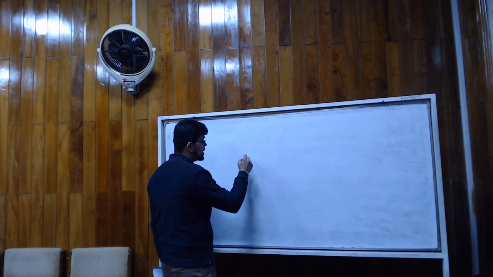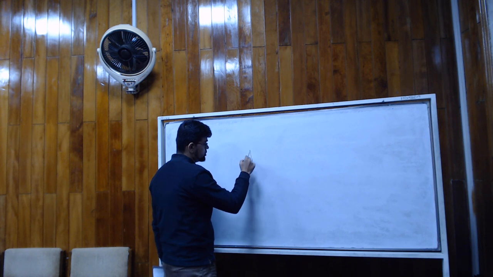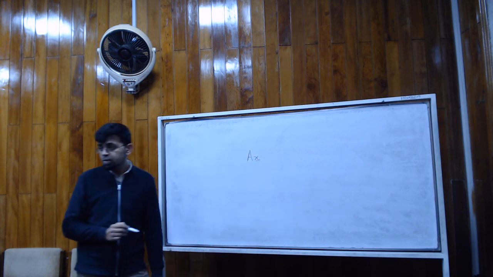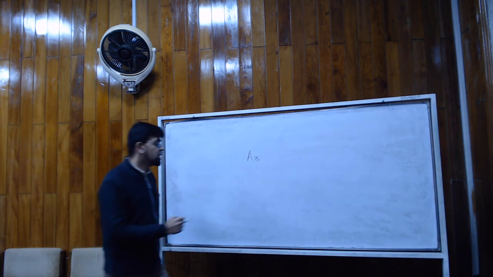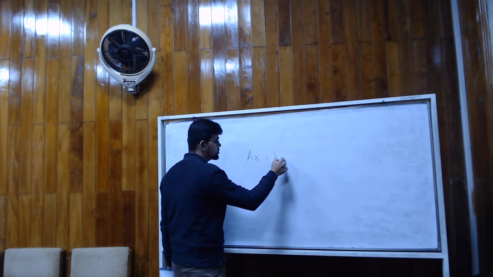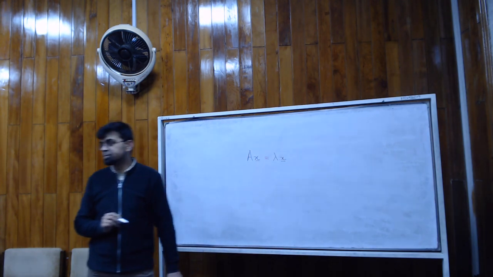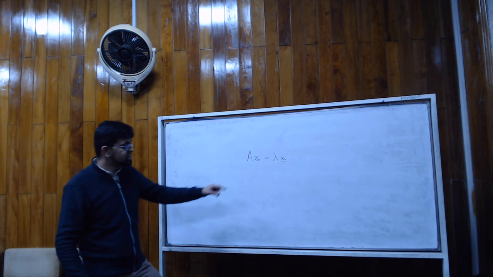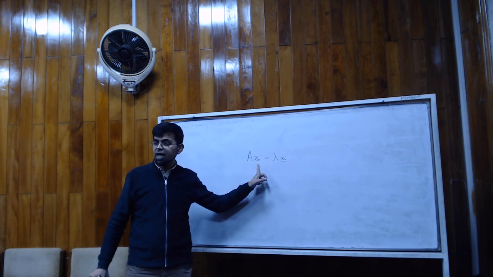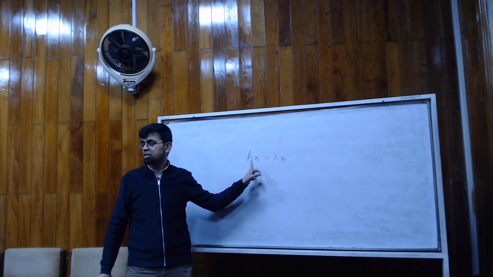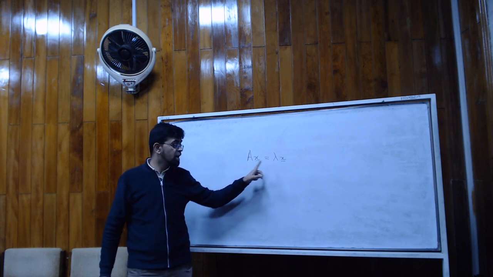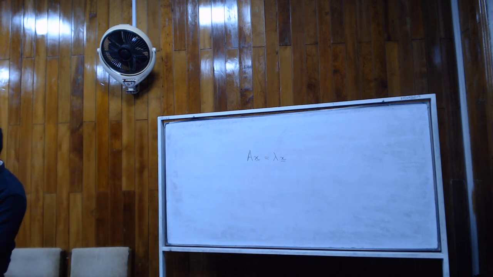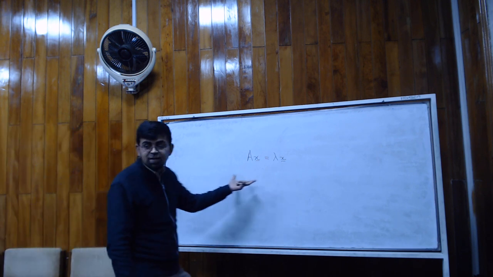So let's say you have AX, right? A matrix A being multiplied by a vector X equals lambda X. This is how you start defining an eigenvector. If a vector x satisfies this, then you say x is an eigenvector of what? Matrix A. Yes? And what is lambda then? The eigenvalue. Yeah? So, ye toh gaya mathematical, na?